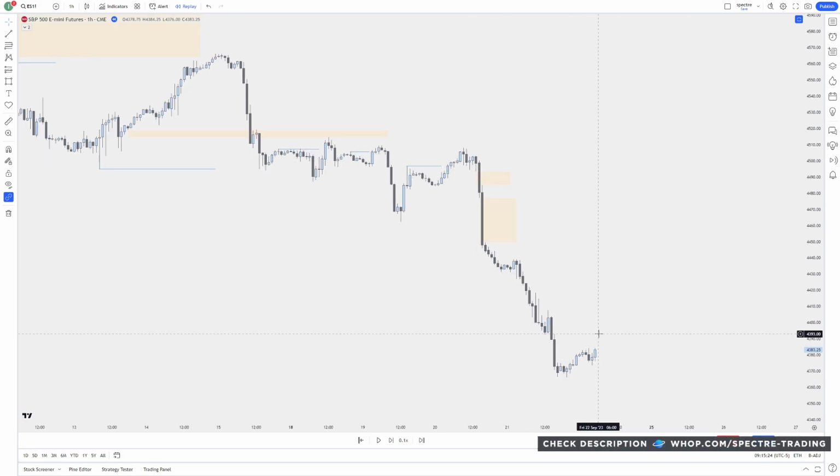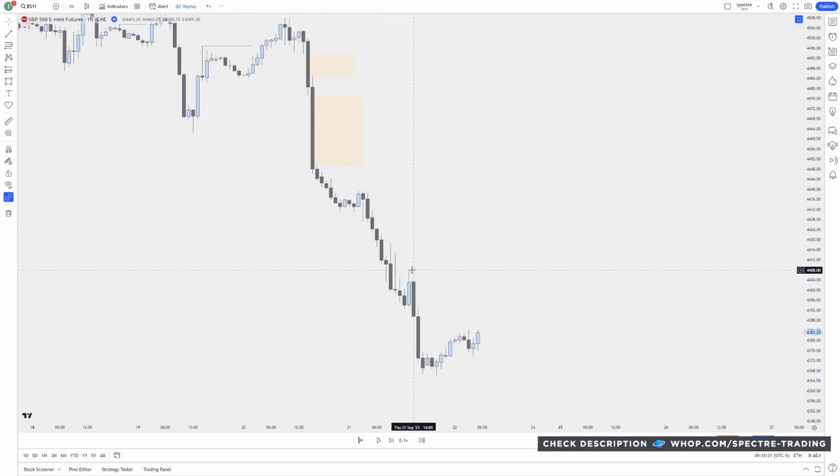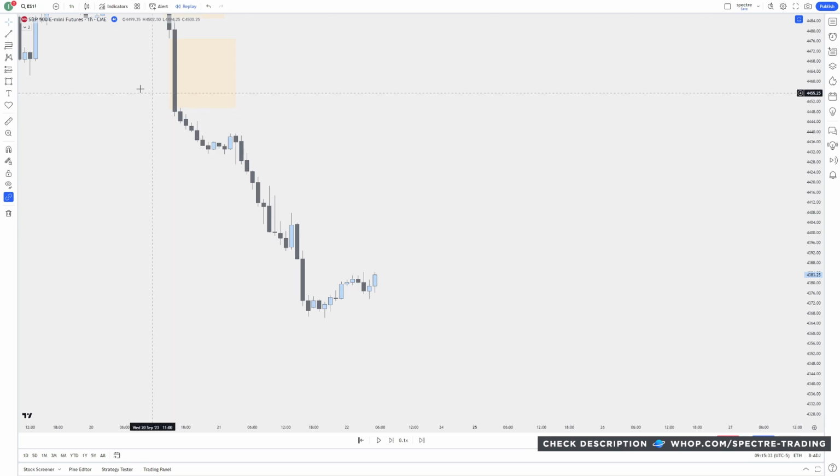I have played this out a bit since. Price was moving very quick and didn't offer much retracements for entries. So we're going to study this leg of price action and see what's happening.